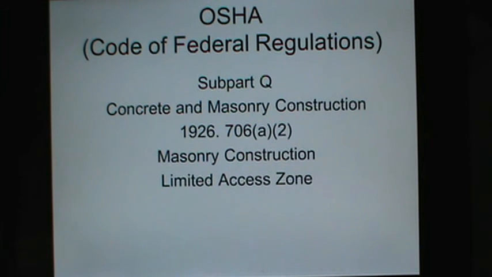Now let's talk about masonry. 706(a)(2), a limited access zone shall be equal to the height of the wall to be constructed plus 4 feet and shall run the entire length of the wall.